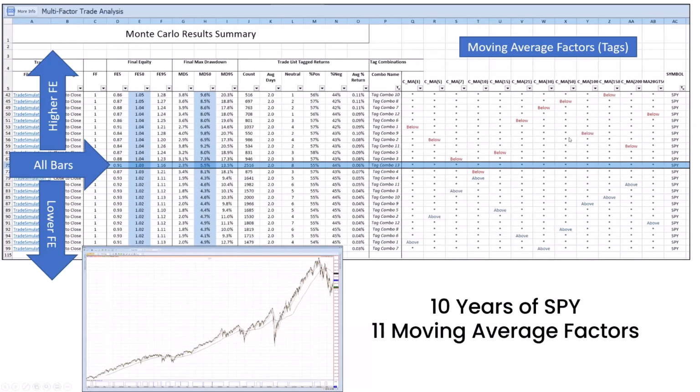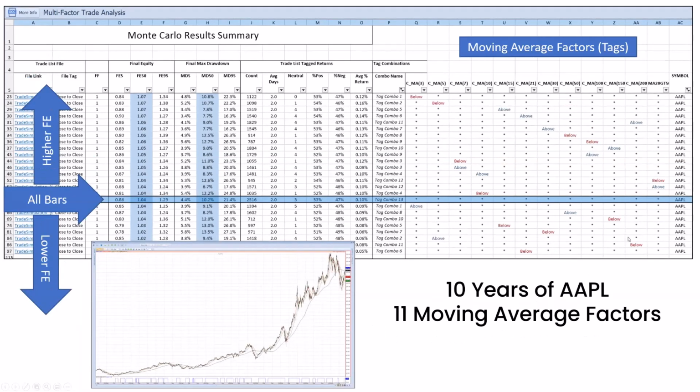SPY, the bars where price is below any of these moving averages were better than when price was above. But again, you've got this issue with drawdown, so higher volatility on those bars than the bars where price is above the moving average. And then finally, my last slide is looking at Apple.